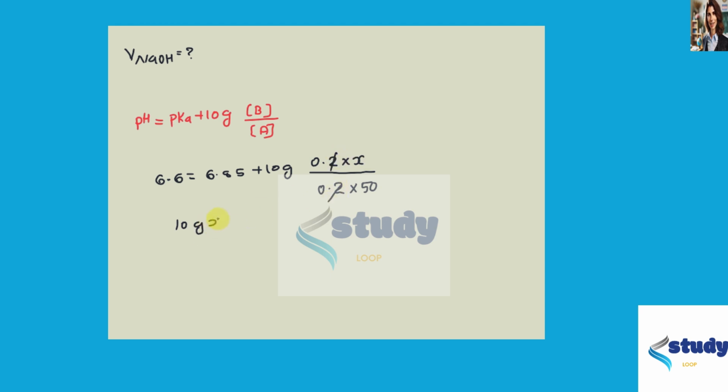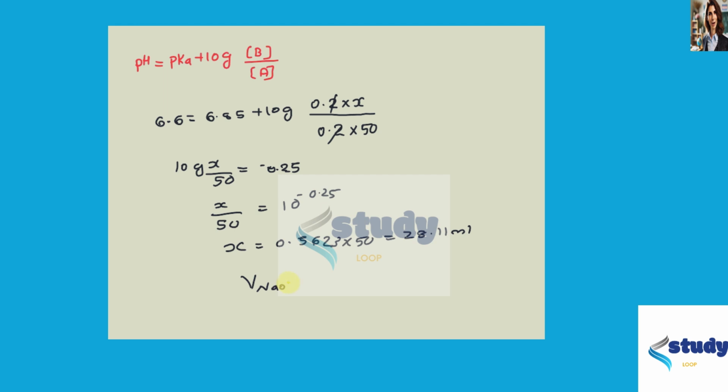Here we can cancel out this x by 50. Subtracting 6.85 from 6.6, we get minus 0.25. So here we will get x by 50 as 10 raised to minus 0.25. From this we will get the x value as 0.5623 into 50, that is equal to 28.11 ml. So here we found out the volume of the NaOH, that is equal to 28.11 ml. So this is our answer.